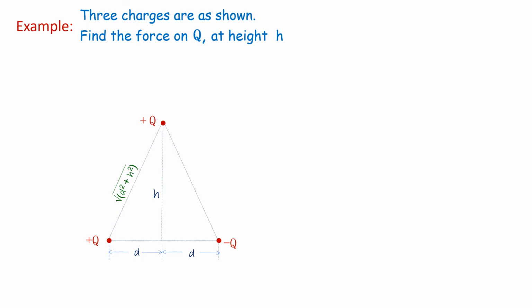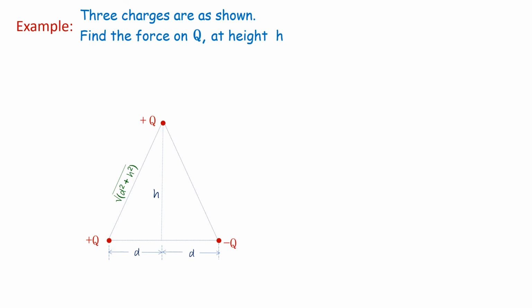Three charges are as shown in the figure. We had to find out the force on the charge which is at a height h. You can see at the base of the triangle there are plus q and minus q charges. The distance between these two charges is d plus d. Root of d square plus h square is the distance between the two positive charges.